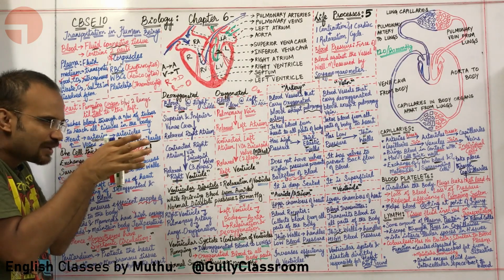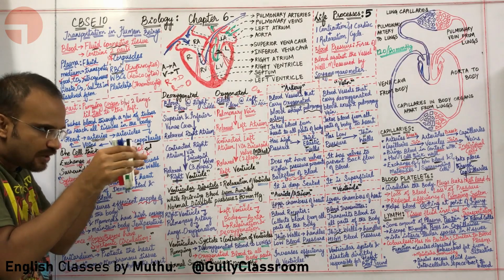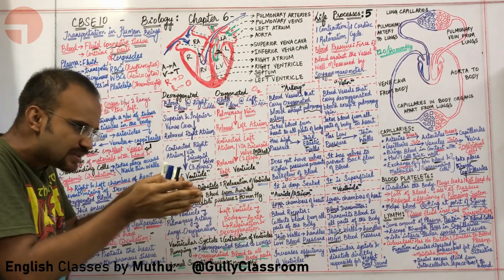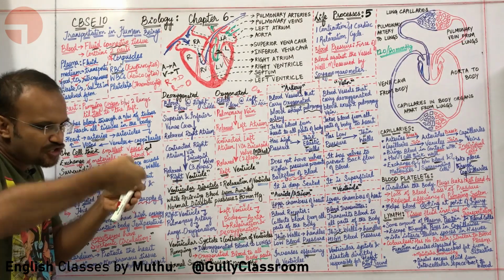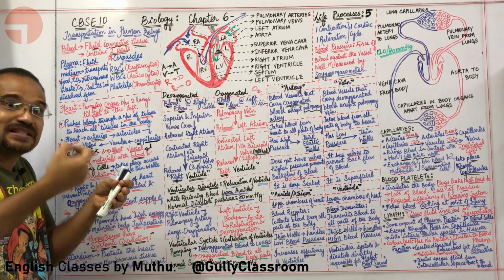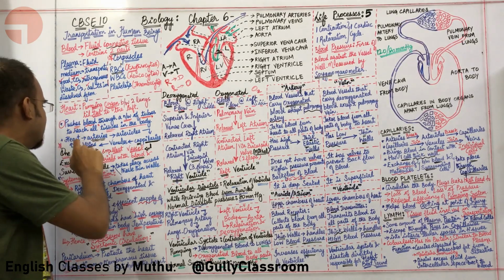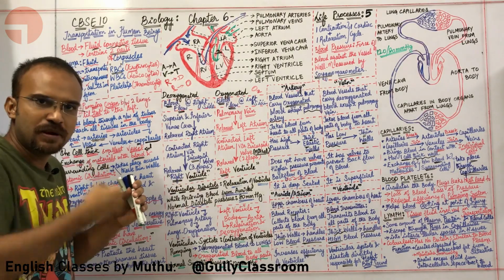The arteries are breaking into smaller arterioles. The arterioles are breaking into even smaller capillaries. These capillaries are joining together to form venules. These venules are joining together to form larger veins. These veins drain blood into the heart. This is the entire cycle through which blood is pumped.